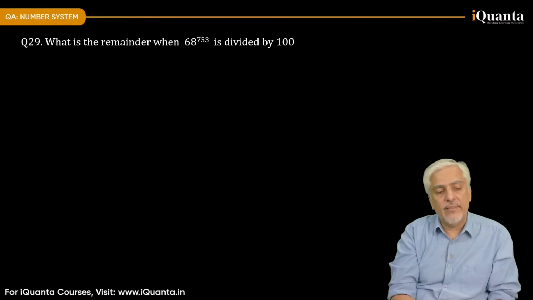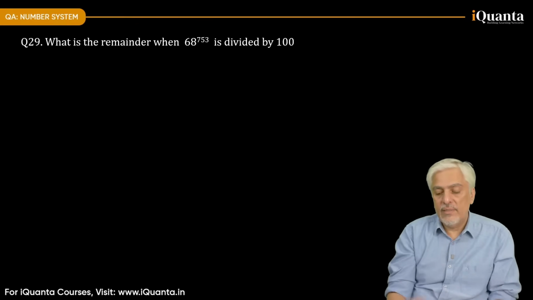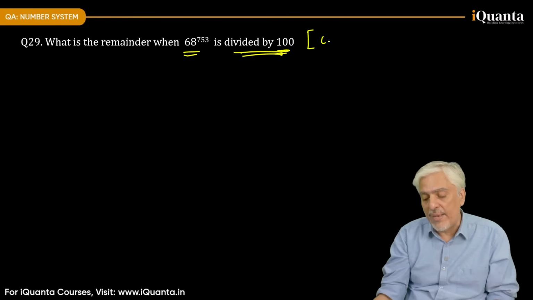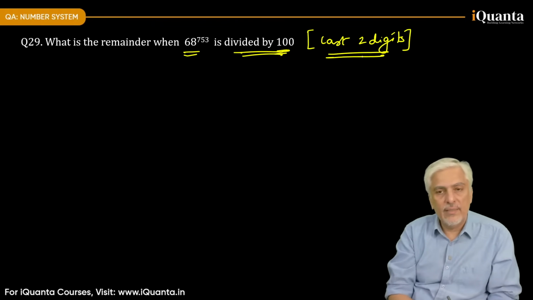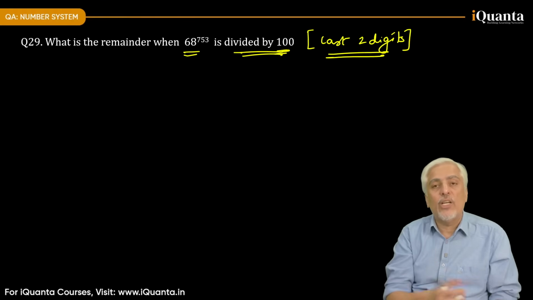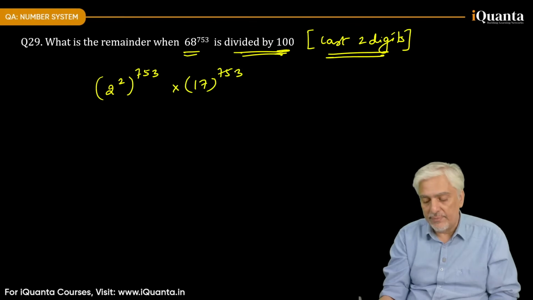What is the remainder? 68 raised to 753 divided by 100. Divided by 100 is same as last two digits. 68 में जितने भी टूज है उसको बाहर निकालो पहले। 68 में कितने टू है? 2 टू है, तो I can write 2 square raised to 753 into 17 raised to 753.